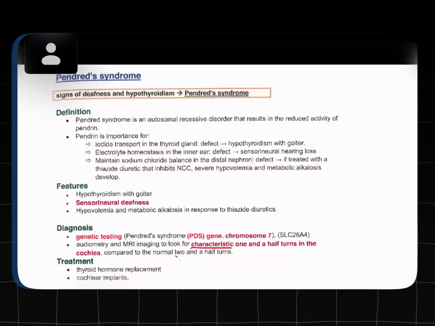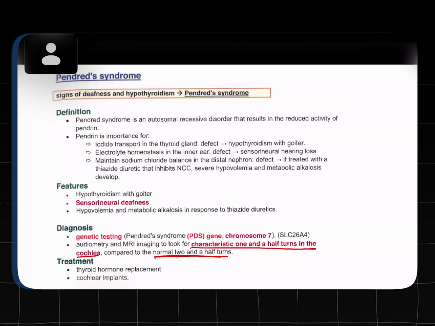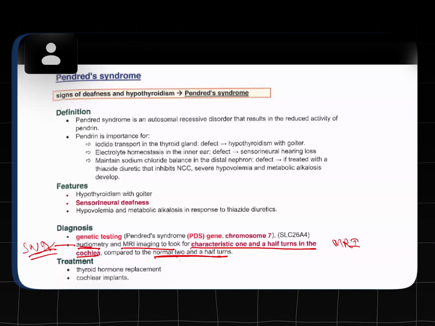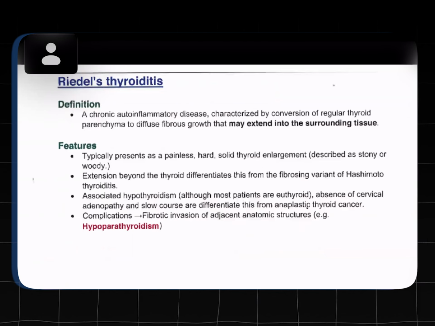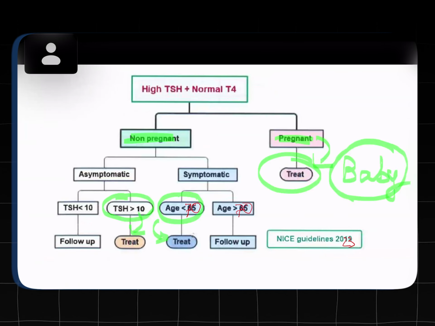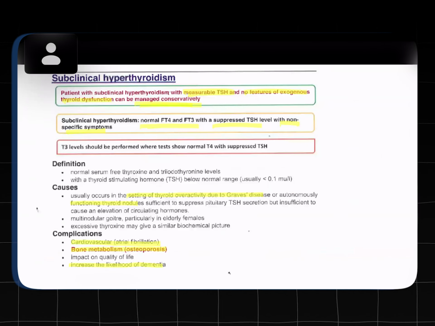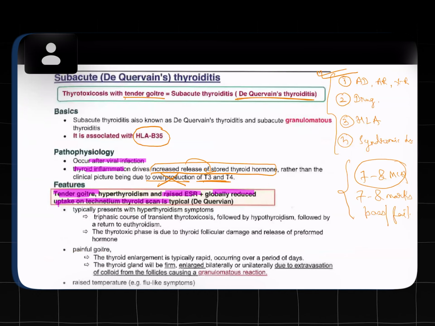There is a characteristic 1.5 turns in the cochlea. Usually it is 2.5 turns. If you do audiometry, it will give sensorineural deafness. If you do an MRI imaging, then it will show this 1.5 turn. It is chromosome 7. Somewhere I gave a list of 4 things you need to remember. So add a 5th: the chromosome.